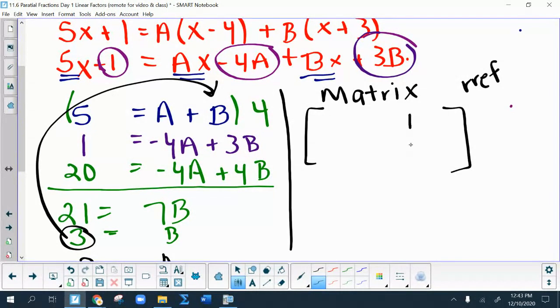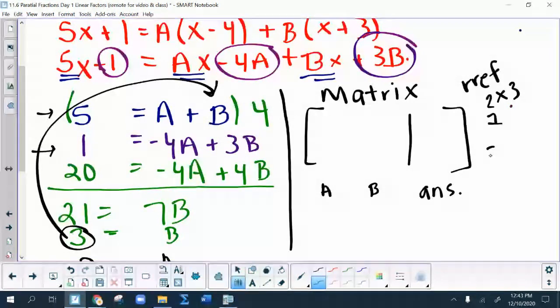So this problem, we're going to need a 2 by 3 matrix. Okay, the first row will be this first equation, and the second row will be the second equation. But remember, this is like your answer column. So this will be my A value column, my B value column, and my answer column. And then this will be equation number 1 and equation number 2. So this is going to have to be flipped because of the way this is written over here.